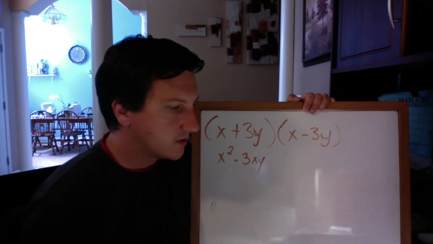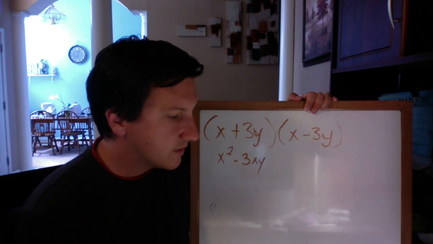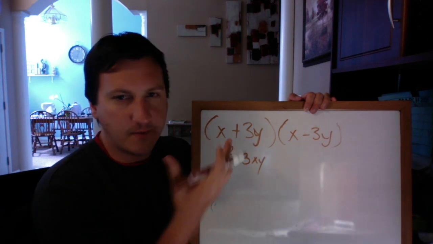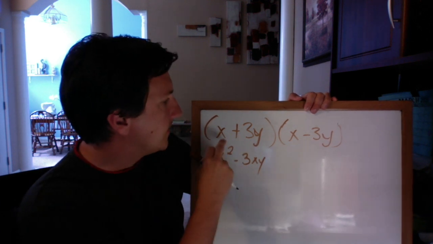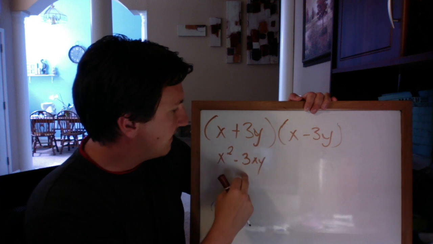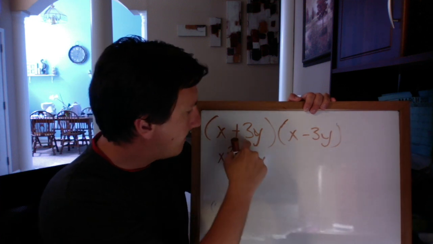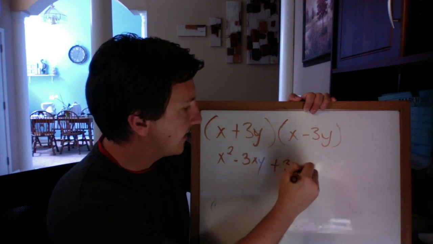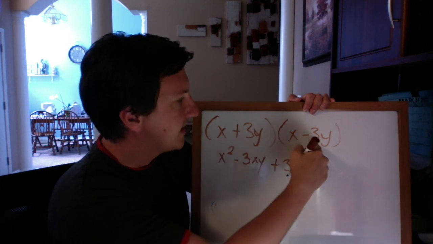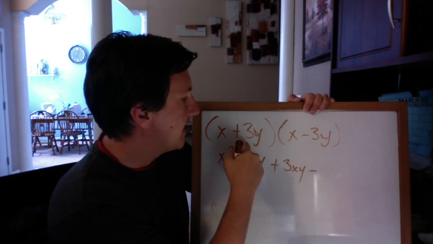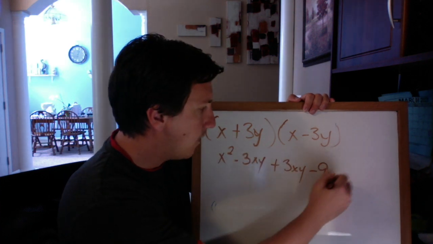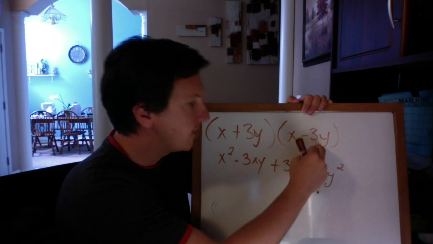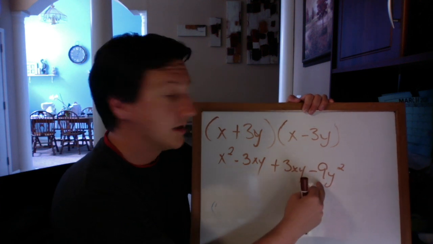3xy. You could also write negative 3yx if you wanted to. It's the same either way. I just kind of did it in alphabetical order there, but whatever. So x times negative 3y is negative 3xy. Positive 3y times x is positive 3xy. And then 3y times negative 3y is negative 9y squared. Again, because I'm multiplying, 3y times negative 3y is negative 9y squared.